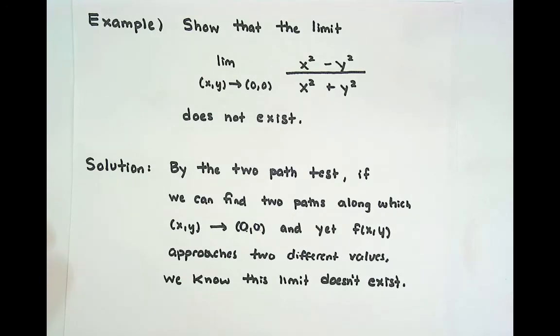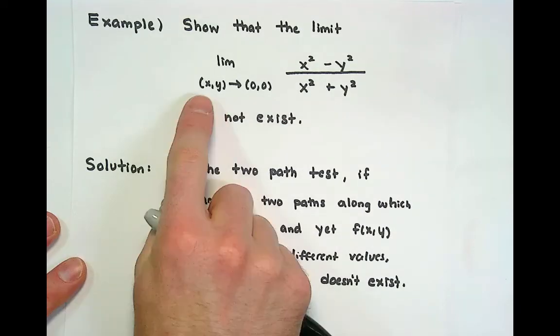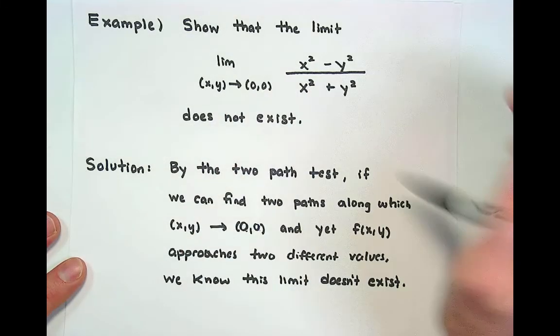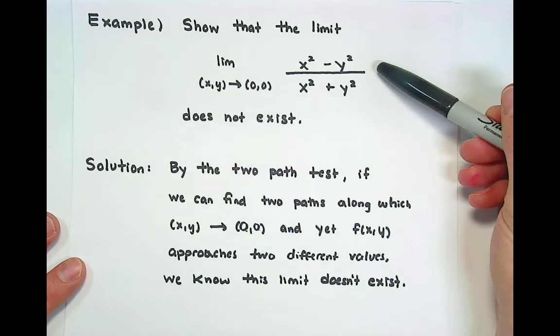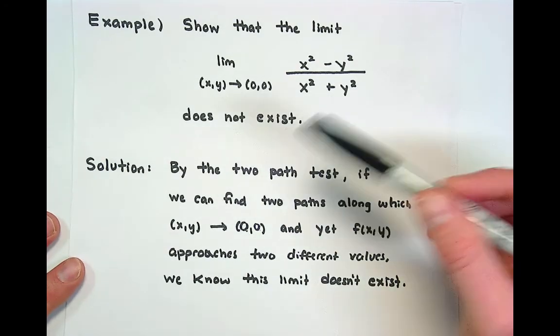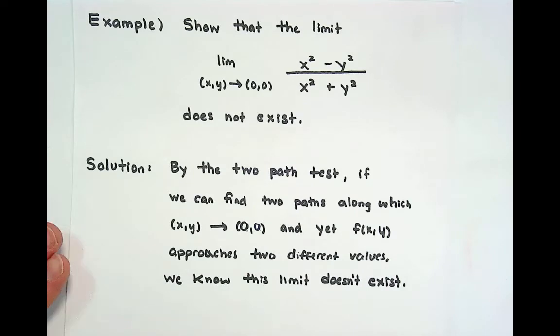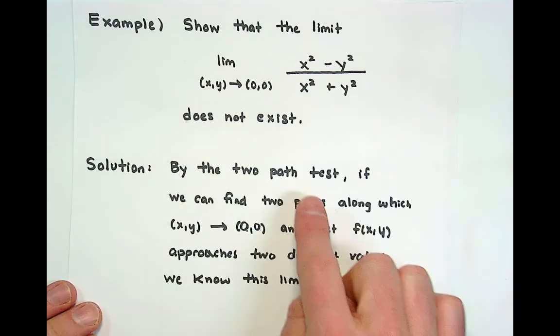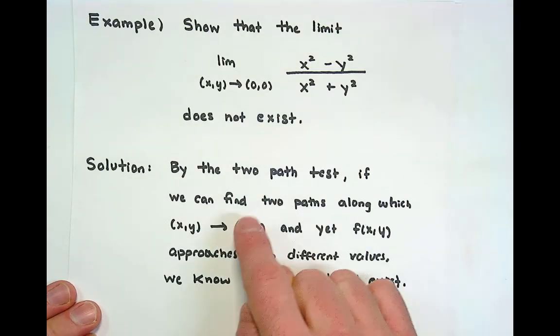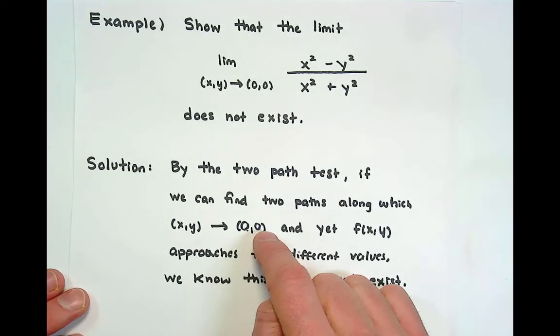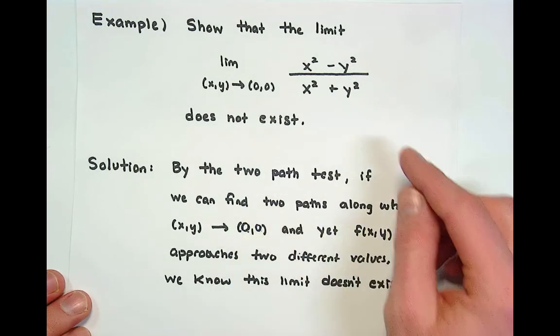In this example, we're going to try to show that the limit as x y approaches 0, 0 of the function x squared minus y squared over x squared plus y squared does not exist. Before we actually begin this, I've written some here because I've gotten feedback from you all that I shouldn't write live during a video. So I try to write a little bit beforehand.